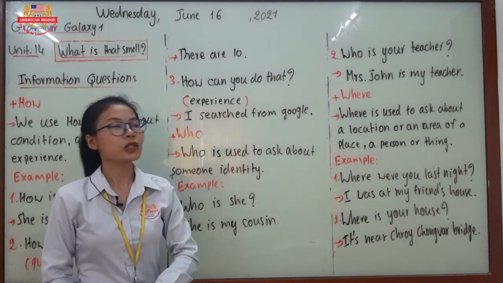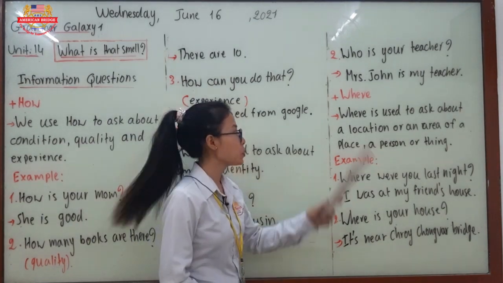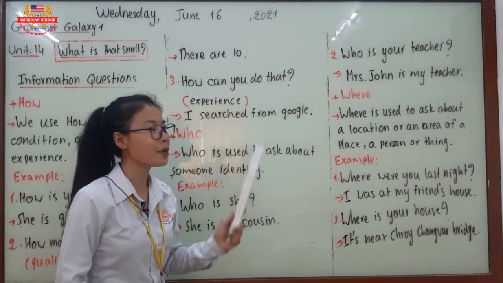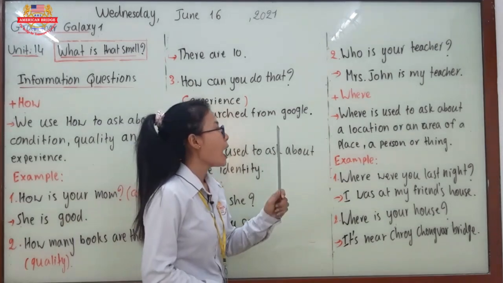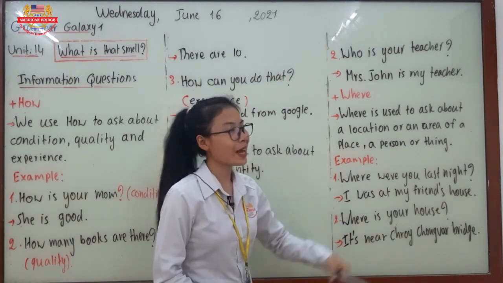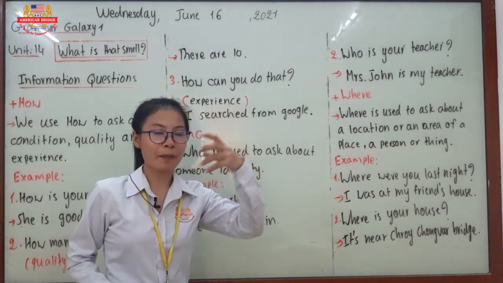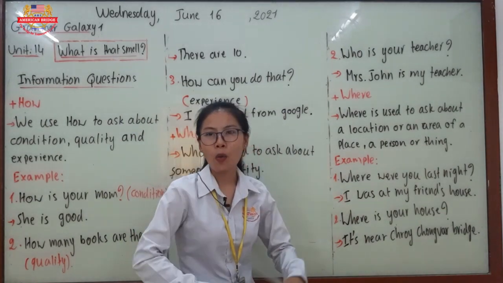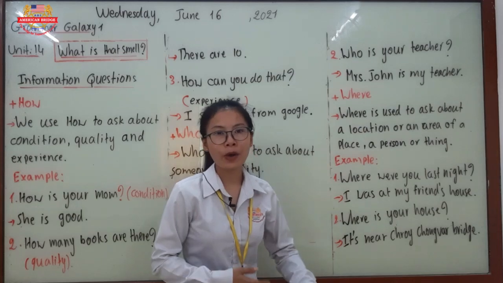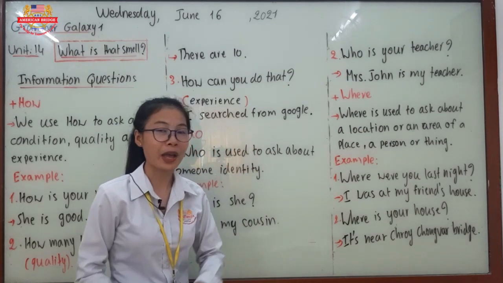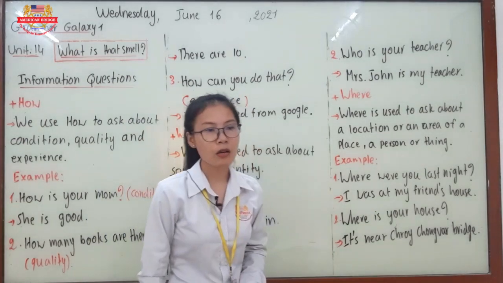Alright, now let's go to where. How to use where? We use where to ask about a location or an area or a place a person or a thing is. Alright, for example, where were you last night? Because you want to know that person's location last night, you might ask, where were you last night? So why didn't you come home? This question might be one the parents would like to ask.